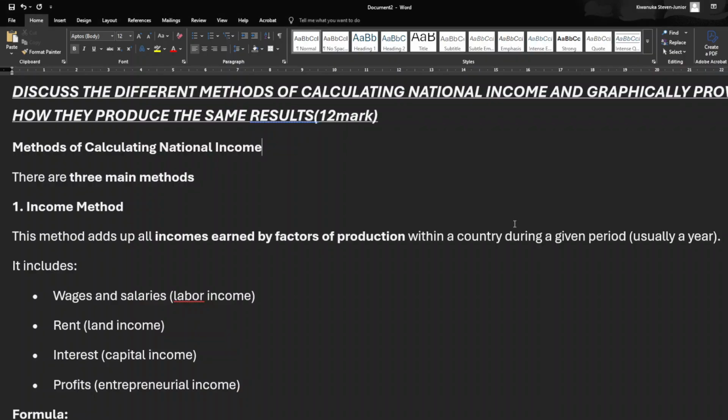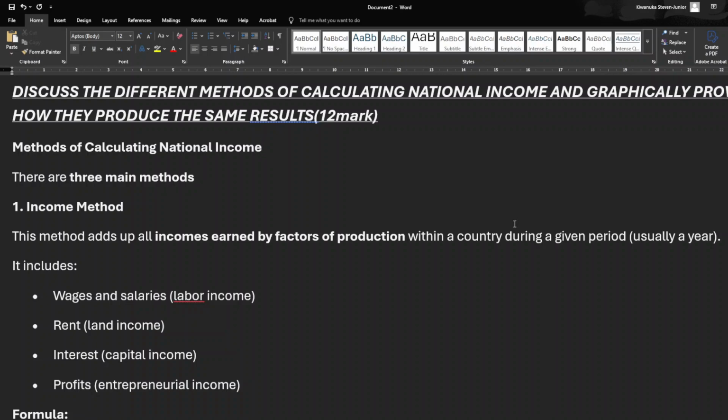There is this question. It says: discuss the different methods of calculating national income and graphically prove how they produce the same results. So basically, the methods of calculating national income are three.